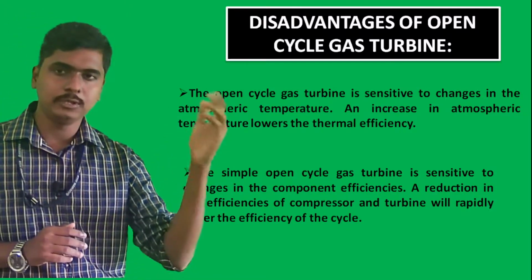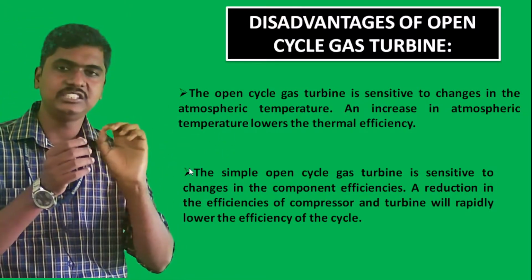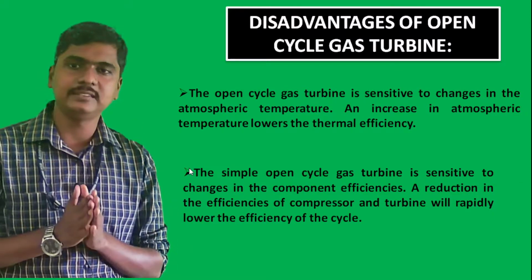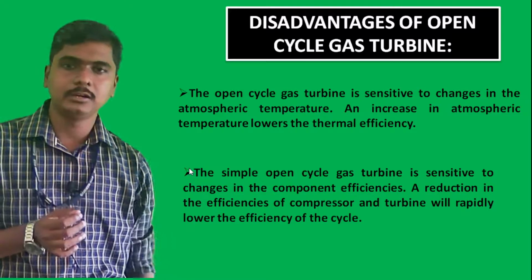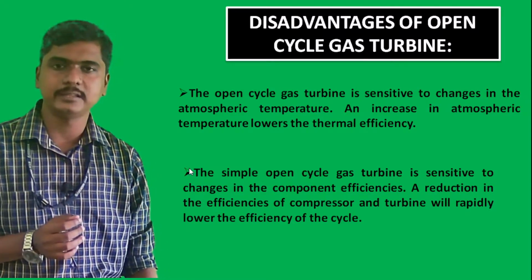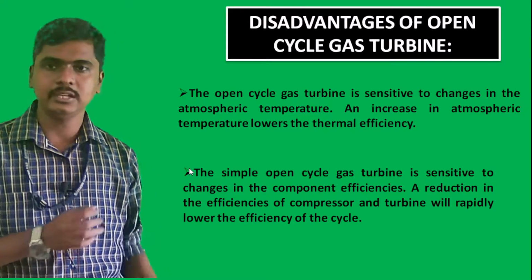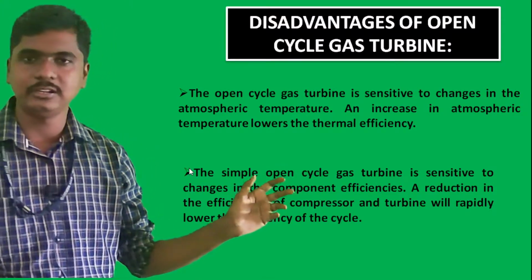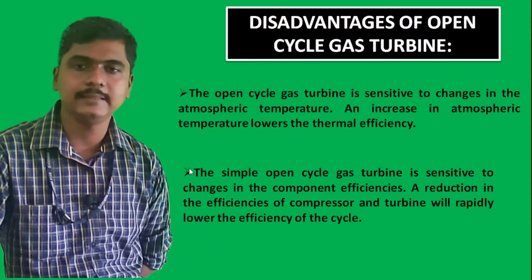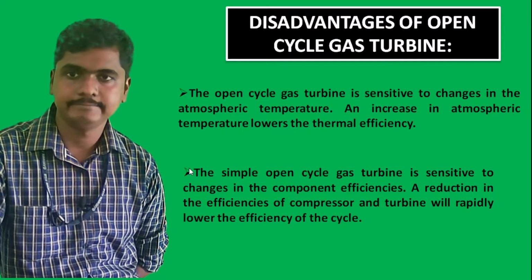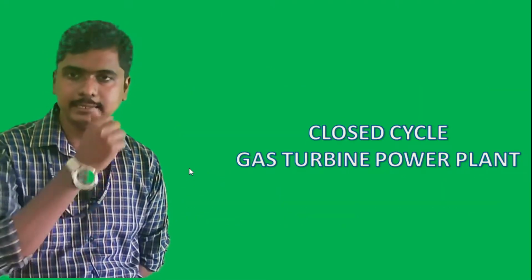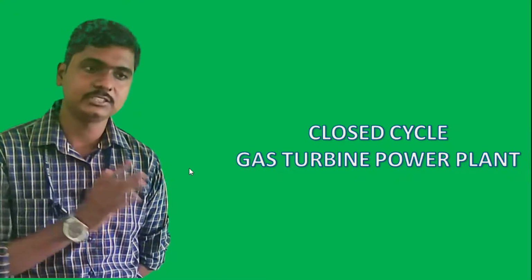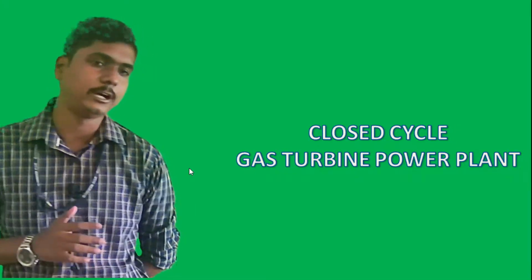If I show you in a problem, if we slightly change the compressor efficiency, you can see that it will have a huge impact on the thermal efficiency of the open cycle gas turbine power plant. So these are some of the advantages and disadvantages of the open cycle gas turbine power plant. Clear? Now next we will switch over to the closed cycle gas turbine power plant. Our next topic is the closed cycle gas turbine power plant.